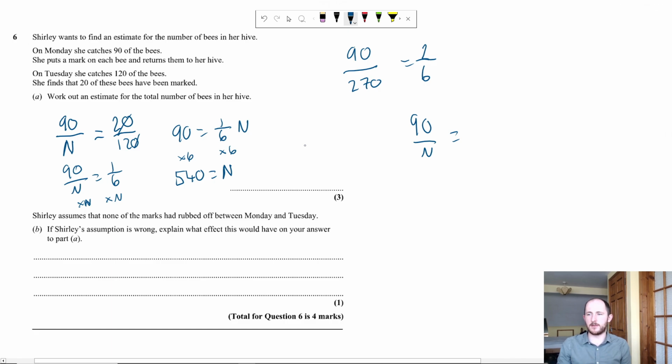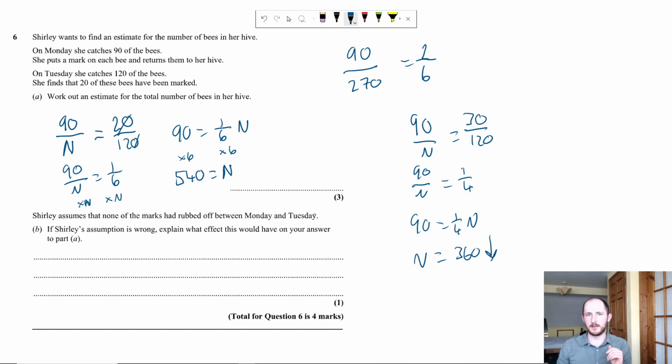Let's say instead of 20 over 120, it was 30 over 120, right? Again, this one is if some of the marks have been rubbed off. So if they weren't rubbed off, there'd be more of them that have the marks, right? Then you would have 90 over n equals 3 over 12, which is a quarter. Move that over and you'd actually get a lower number of bees, right? You get 90 equals a quarter n. And so n is equal to 360. That is a lower number, okay?